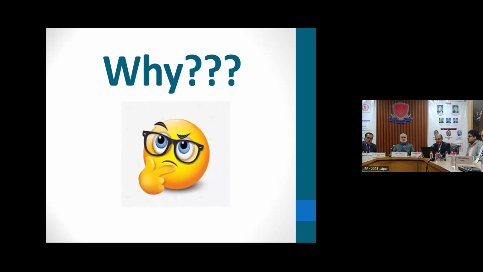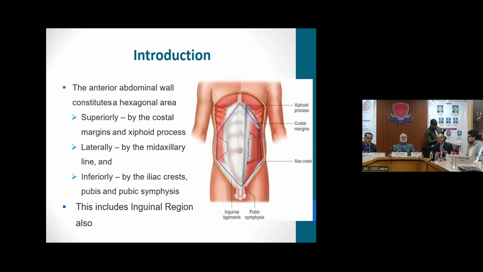The various layers of the abdominal wall. My favorite question to my UG students and the PG students is just name me all the layers of the anterior abdominal wall and I'll pass you. Just name it and it should be elaborate. All the layers should be told. And I'm sorry, it's very difficult for the residents to tell me the total layers of the abdominal wall.